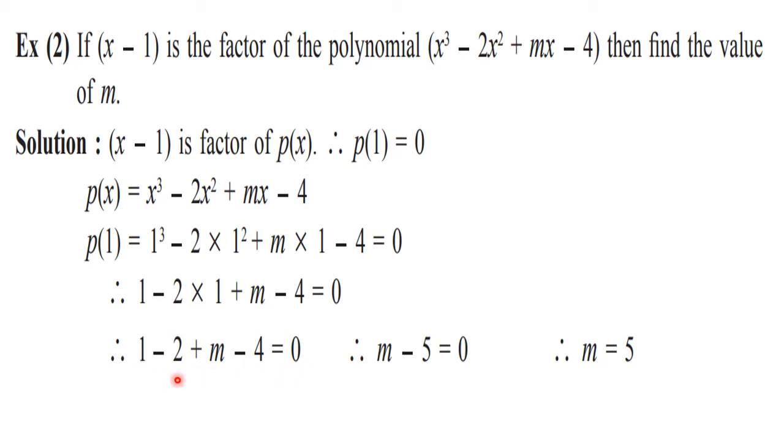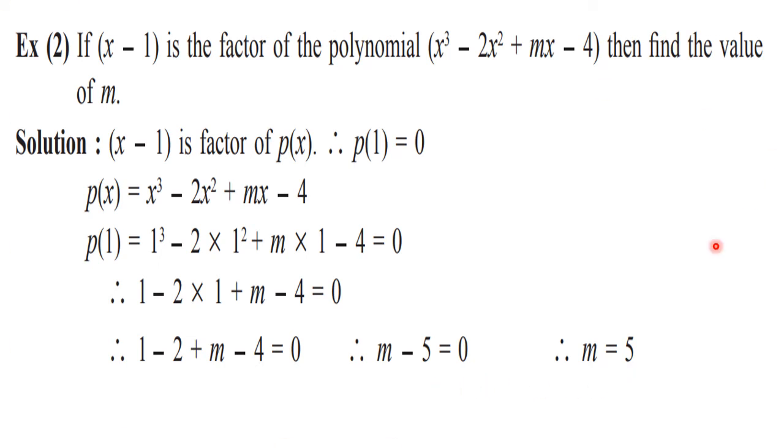Minus 2 and minus 4, you will get minus 6. Minus 6 plus 1 is minus 5. So on the left hand side we will get m minus 5, m as it is, and these three numbers if we add and subtract we will get minus 5. So m minus 5 is equal to 0, and from that we can write down m is equal to 5.